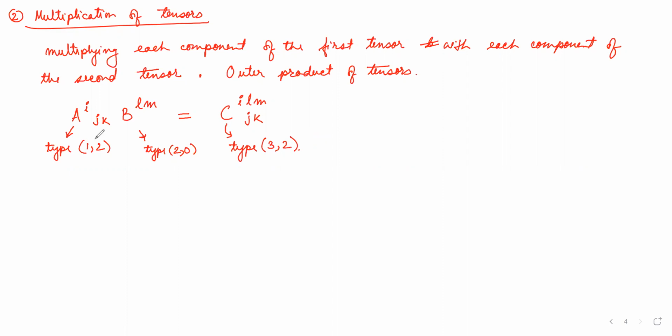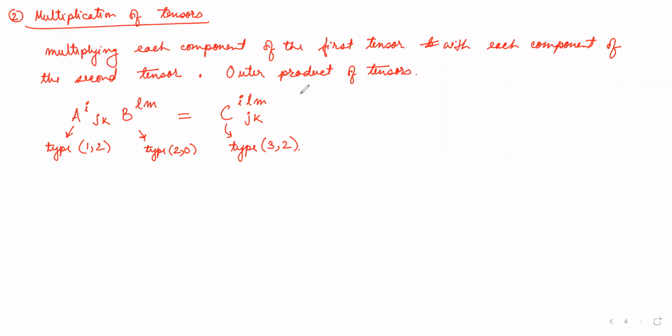So in 3 dimensions, how many components does capital A have? This will be 3 times 3 times 3, which is 27. And B will have 9 components. So this will be 27 times 9. Actually this will be 3 to the power 5: 1, 2, 3, 4, 5. Similarly, for C we'll have 5 indices, so again 3 to the power 5 components. So this is all about the product of tensors.